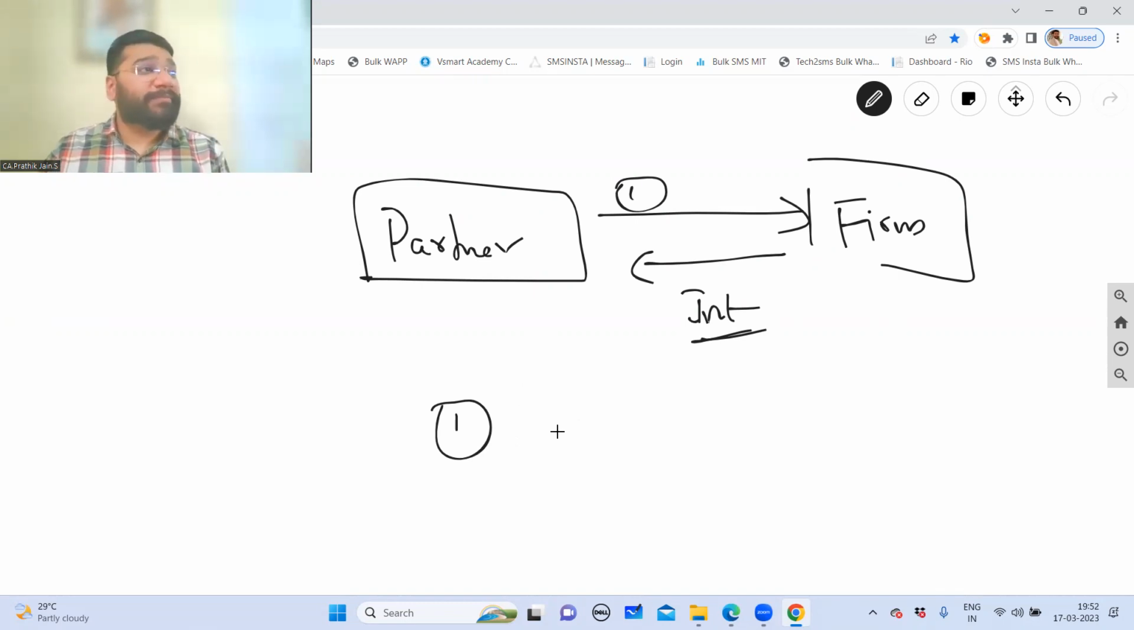See, this is why I'm telling you, concentration. My question was, if a partner gives a loan to the firm, what is the entry the firm will record?